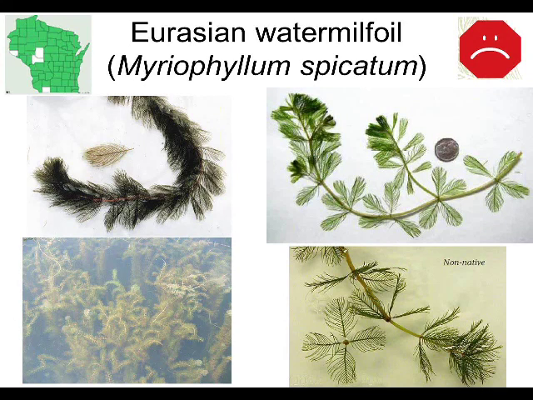Okay, so all the species I discussed so far are native plants that, under most circumstances, are very beneficial to lakes. So now we're going to talk about two exotic species that were introduced over from Europe many, many decades ago, and over the past few years have been really spreading around Wisconsin and causing a lot of issues.